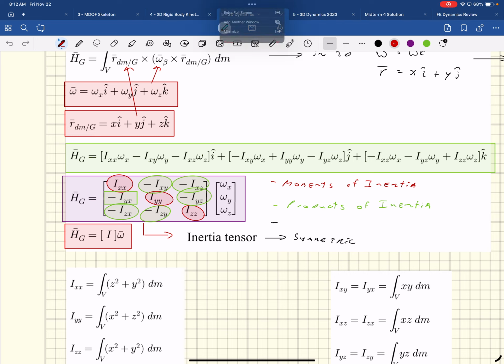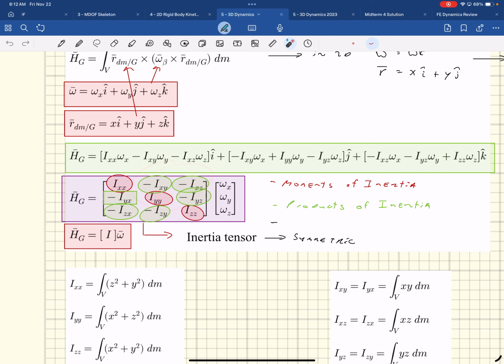These off-diagonal terms, right? It's in the off-diagonal terms here, right? That's what links it, right? Remember the way this works. I go that times this, this times this, this times this, right? And then that would give me the momentum around the x-axis, and you could see that omega y gets multiplied by this product of inertia, and it would cause momentum about the x-axis. So the off-diagonal terms are that.